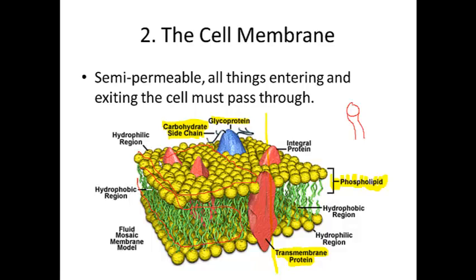This is called the fluid mosaic membrane model because all of these proteins and these things that are sticking out of the membrane, they are able to move around within the membrane.